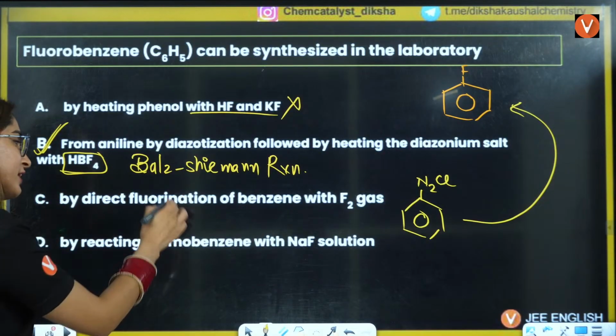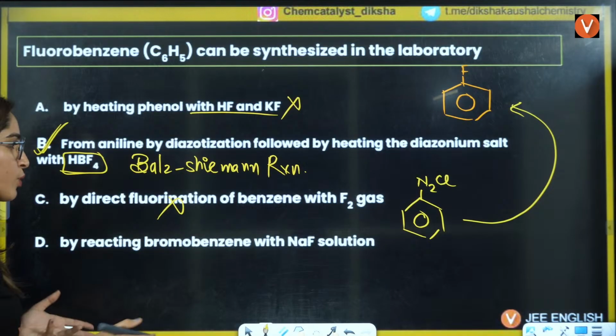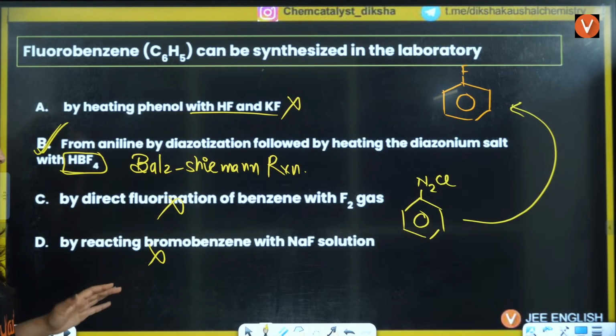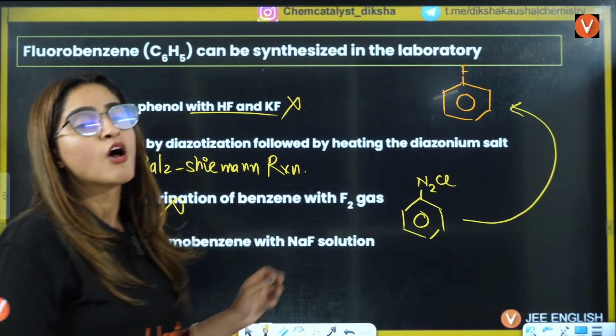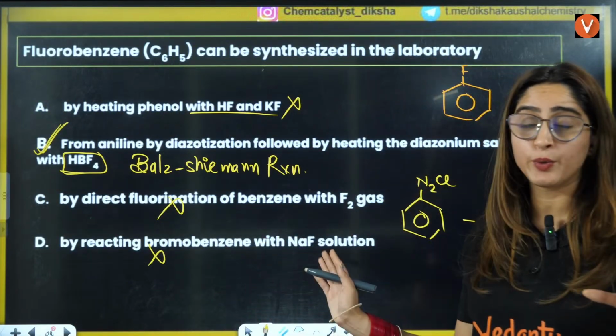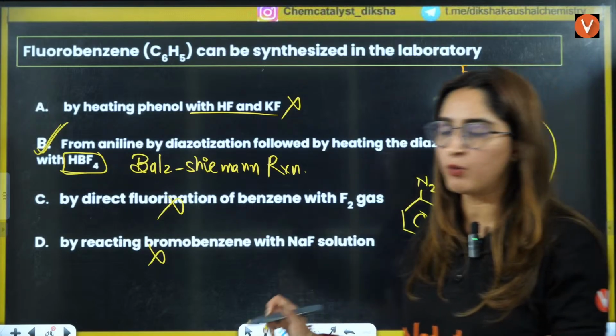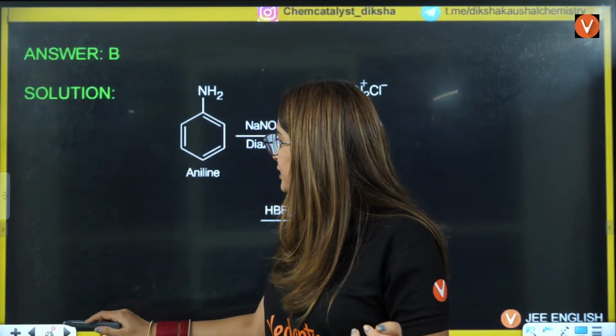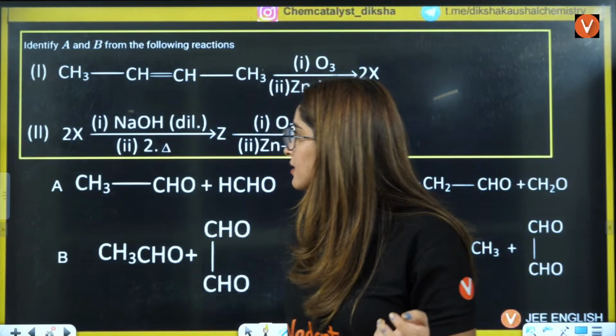F2 gas, definitely direct fluorination is not possible. Bromobenzene with NaF, definitely it is also not possible. That is for NaI. You can form an iodo compound, right? Not fluoro, right? So the answer will be B is the correct answer.